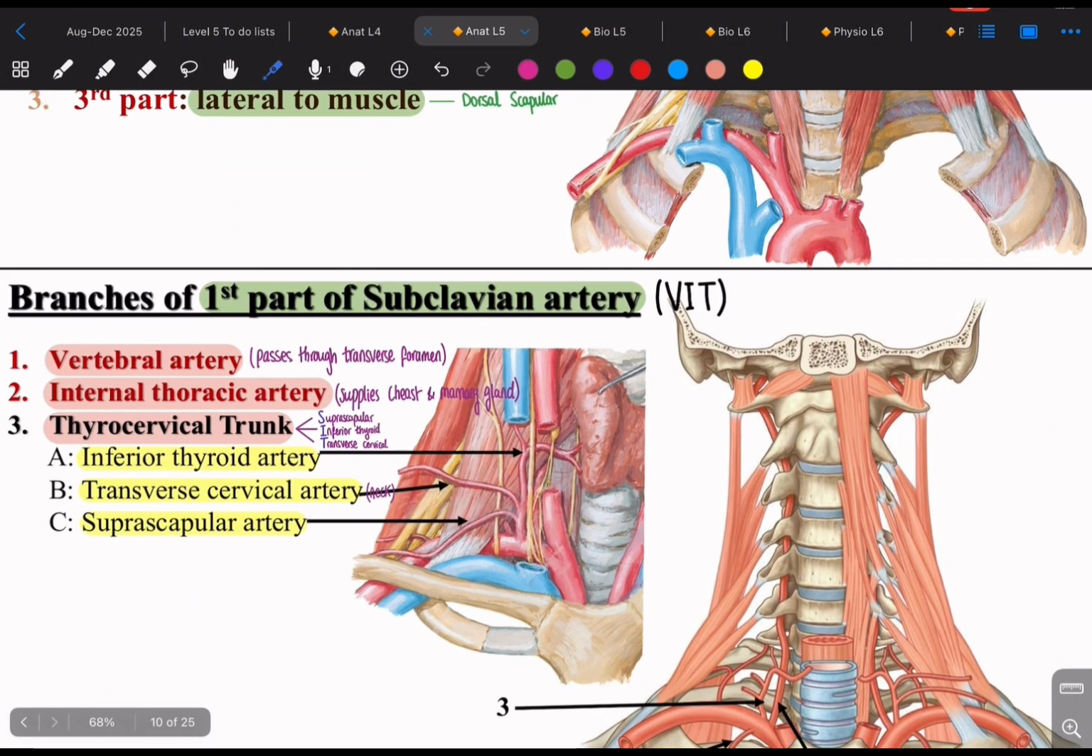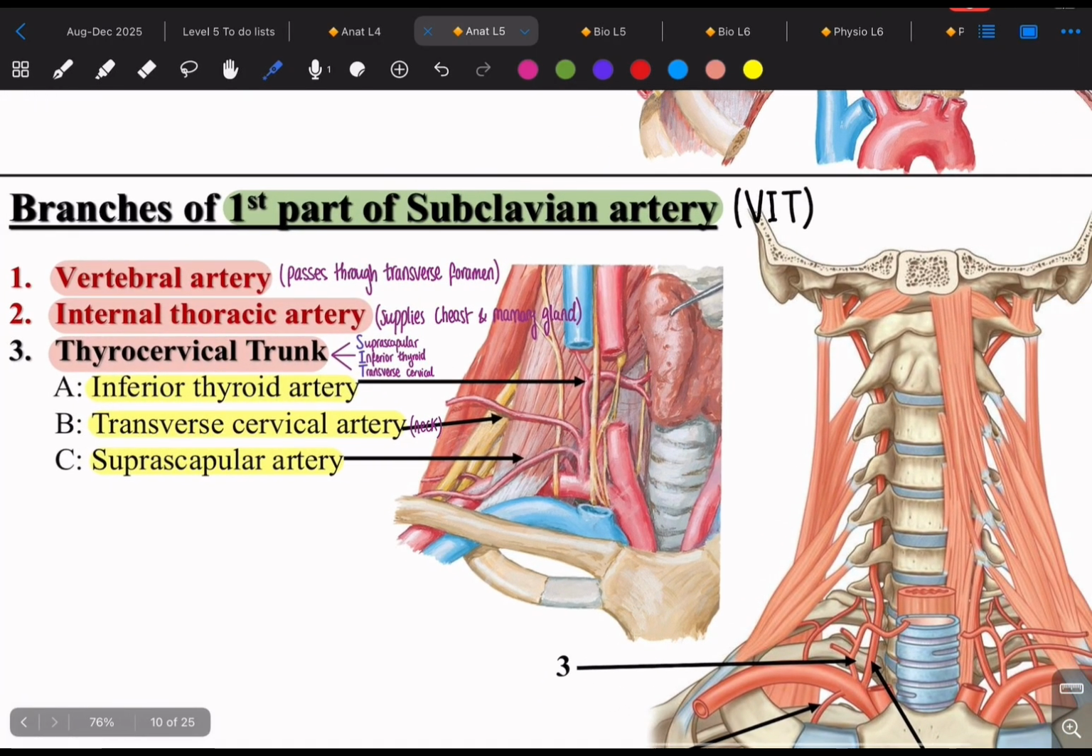So for the first part of the subclavian artery, let's remember that since it's the first part, it's very important. So it's VIP. But instead of the P, we're going to put T. So VIT is for the first part of the subclavian artery. The first part is going to be VIT, actually, not VIP. And we're going to see the divisions.